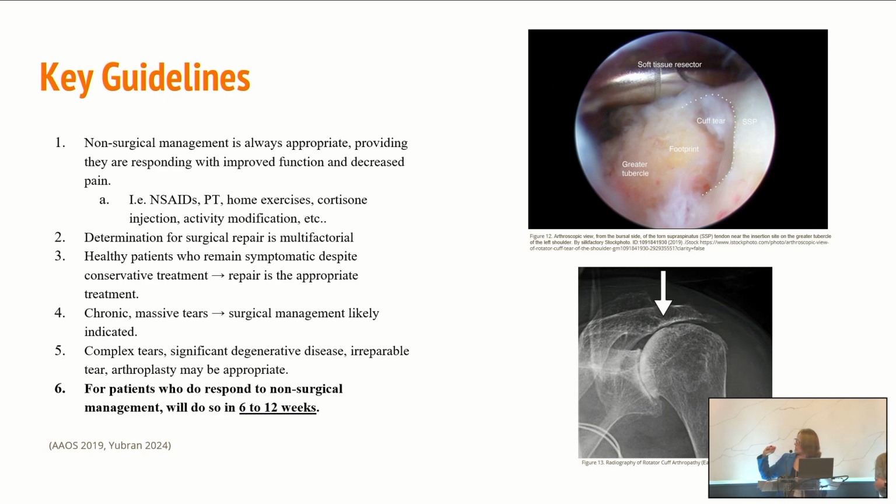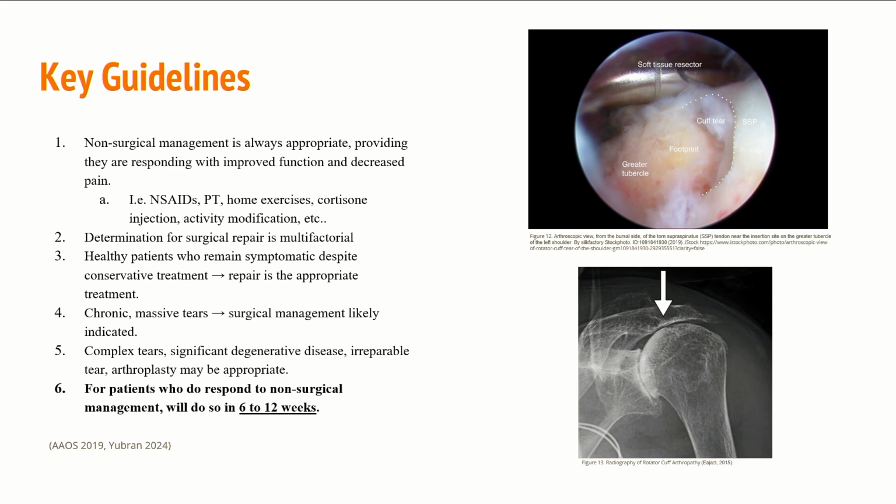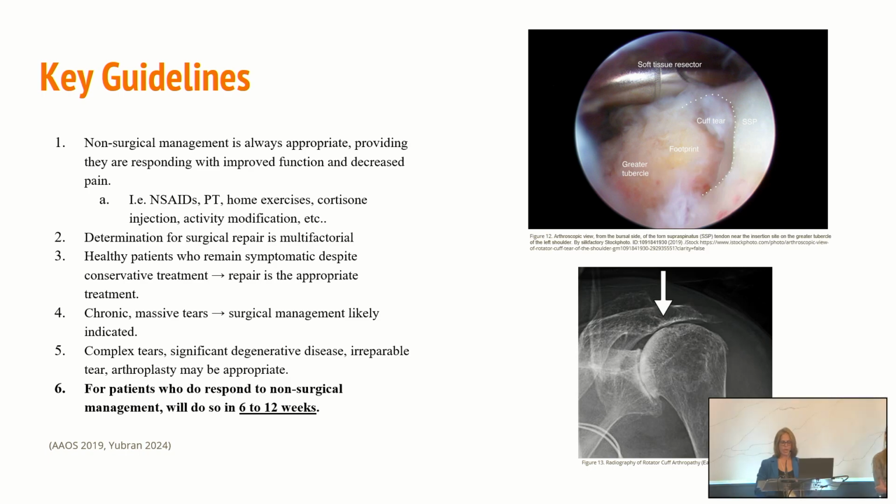If you note the x-ray on the screen, it's showing you a good example of what a cuff tear arthropathy x-ray looks like. You can see how the joint space is narrowed, and there is a high-riding humeral head, which is an indication that the patient has cuff tear arthropathy and will require a joint replacement.